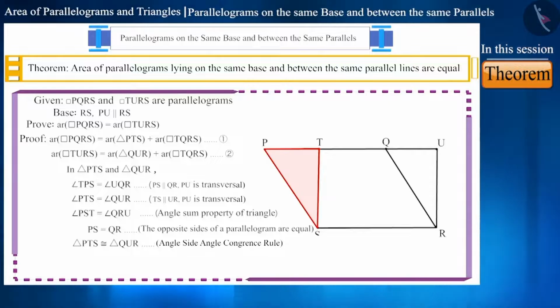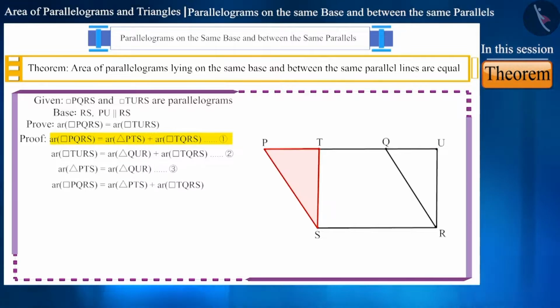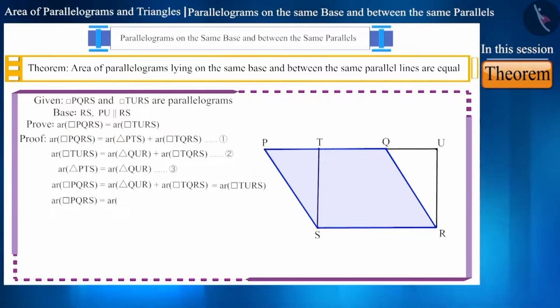Therefore, triangle PTS is congruent to triangle QUR and the area of congruent triangles is equal. Therefore, triangle PTS is equal to triangle QUR. Now in equation 1, if we place triangle QUR instead of triangle PTS, then the equation will become, and by joining the two areas on the right, we will get the area of TURS. Therefore, area of PQRS is equal to area of TURS.